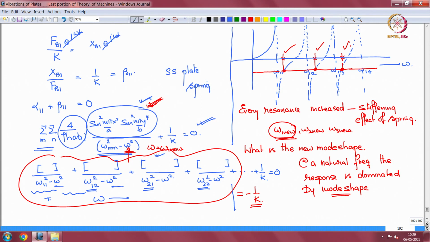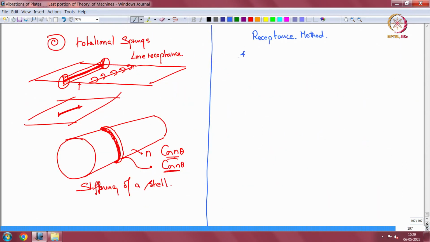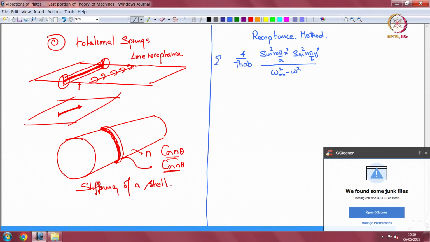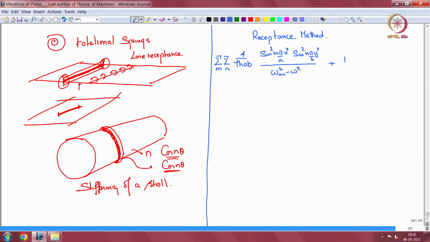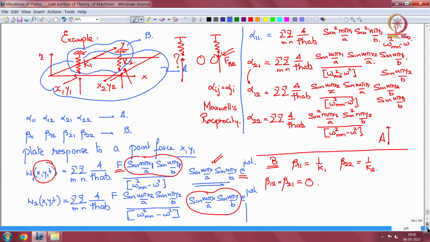Okay. So, let us see if I can remember. 4 by rho h a b, sin square m pi x star by a, sin square n pi y star by b, divided by omega mn square minus omega squared, and a double sum over mn, plus 1 by k equal to 0. Let me just check once.